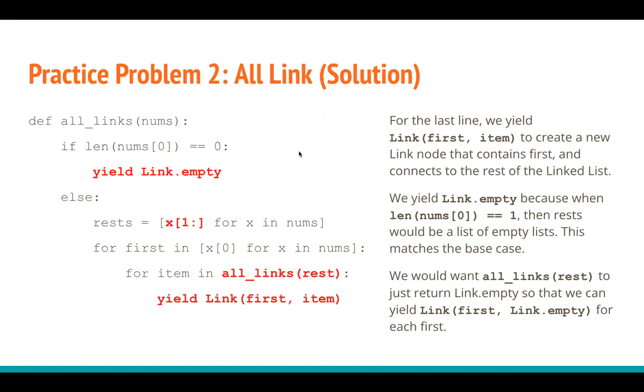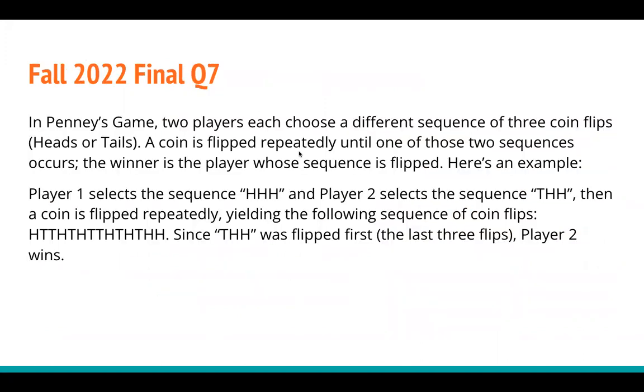So let's move on to, I think this is our last question for iterators and generators. This is fall 2022, final question 7. I remember doing this last semester. In Penny's game, 2 players each choose a different sequence of 3 coin flips, heads or tails. A coin is flipped repeatedly until one of those sequences occurs. The winner is the player whose sequence is flipped.